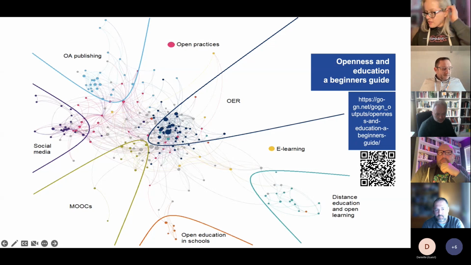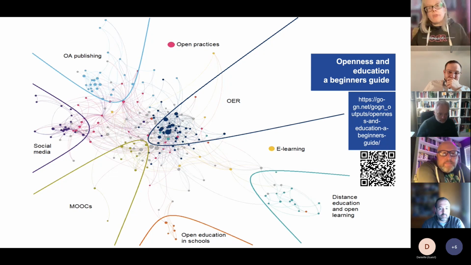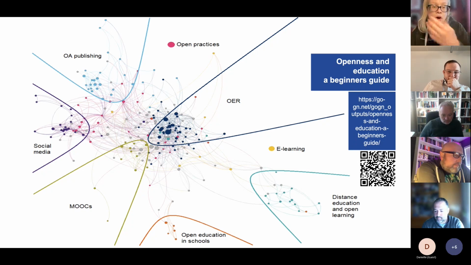church, and we can see here that there's a lot of different ways in which we can understand openness as well. So from open practices, which we're going to talk a bit about today, from open access publishing, from open educational resources, to e-learning, to open education for schools. So different contexts, open education in different contexts. We're talking about open education in higher education today, but obviously OER and open education and open practice can occur in all kinds of educational settings. Massive open online courses, MOOCs as well, social media.